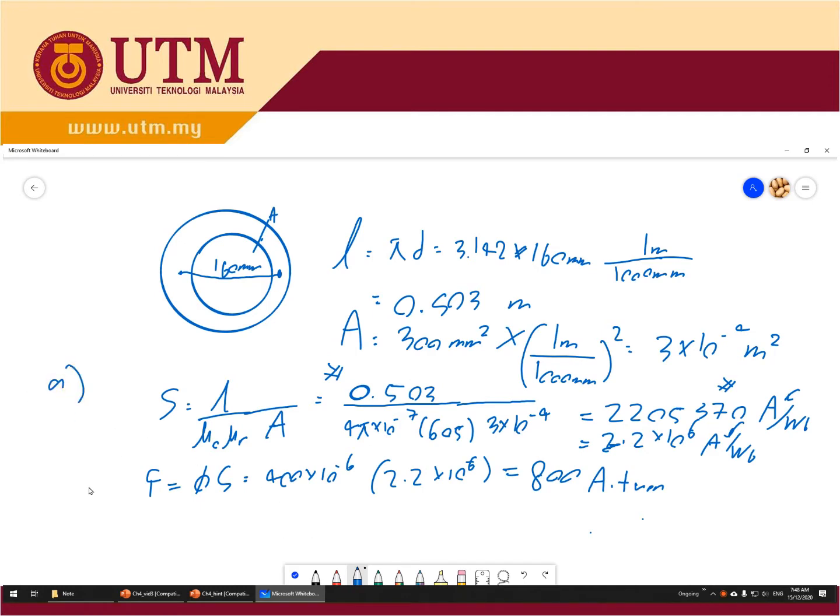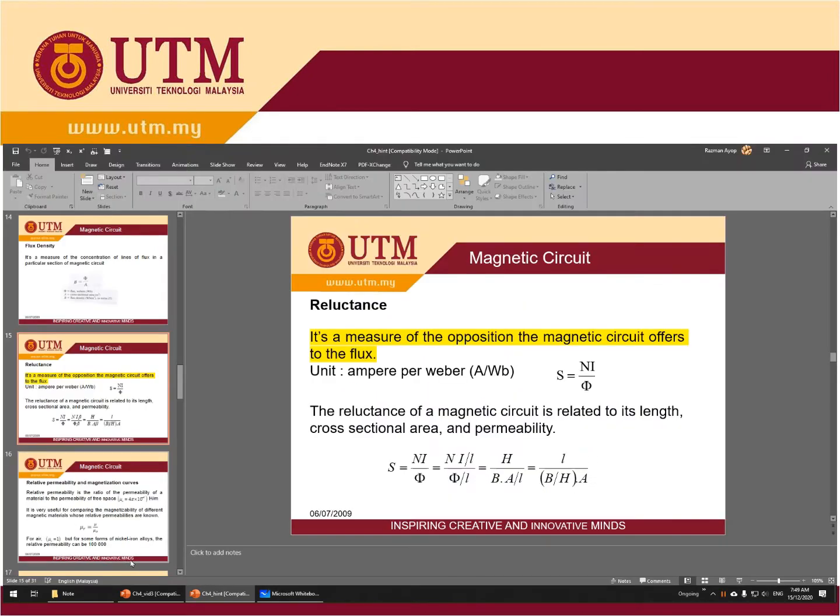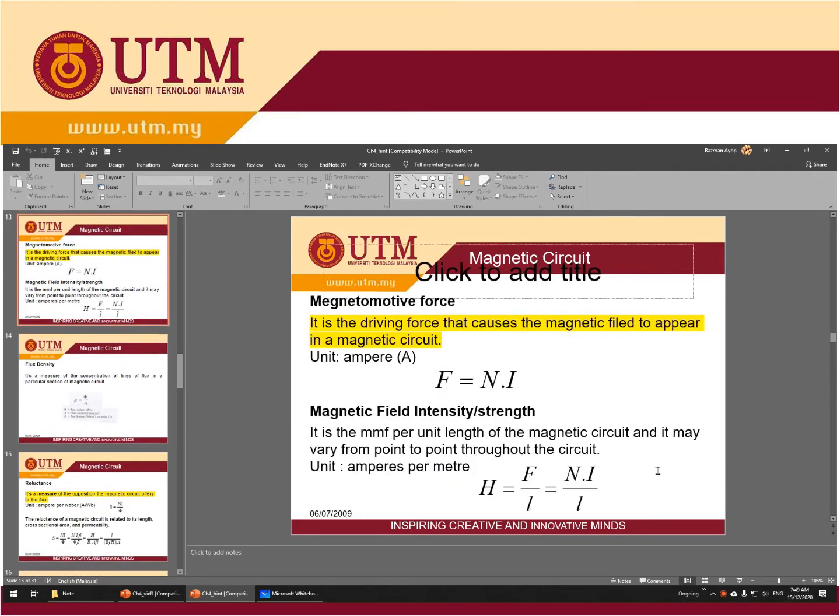How about the second question, which is B, the reluctance. You already calculated it, so you just use the value. And then the magnetic field strength. What is magnetic field strength? Magnetic field strength is H. So use this formula.